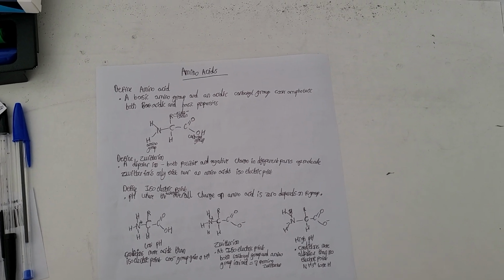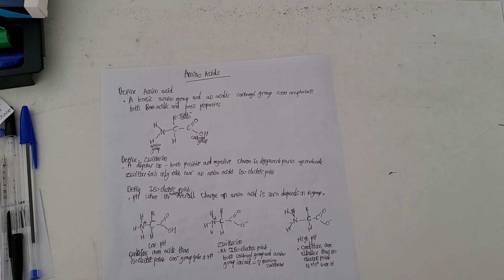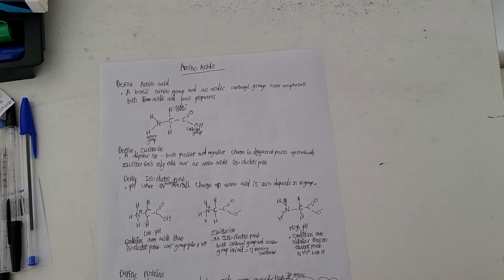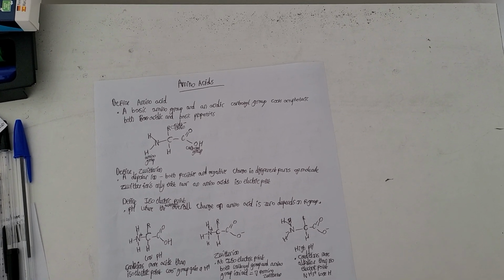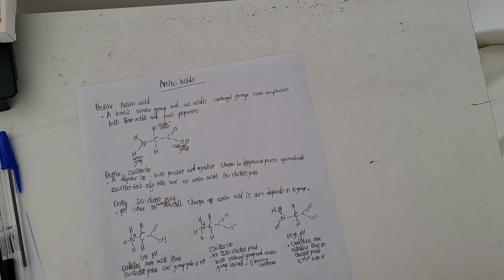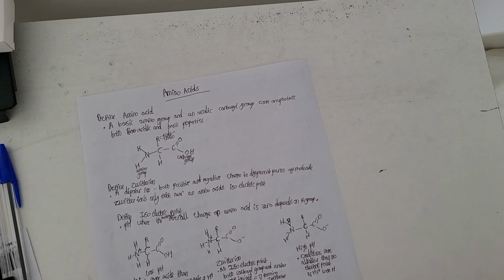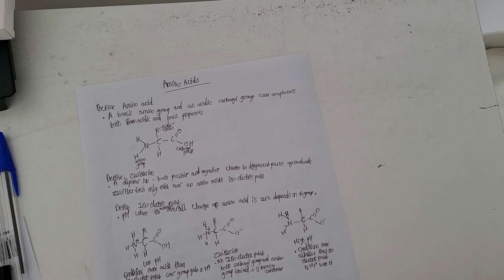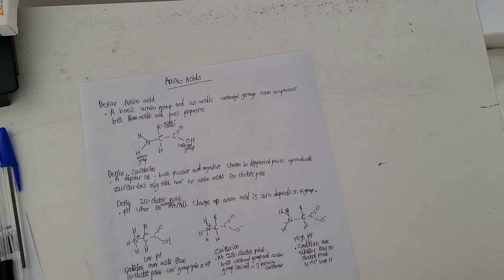Amino acids, proteins, and DNA. The definition of amino acids: a basic amino group and an acidic carboxyl group, both combined together. It consists of a basic amino group and an acidic carboxyl group. And because it's got both of those, it's amphoteric. It has both acidic and basic properties.